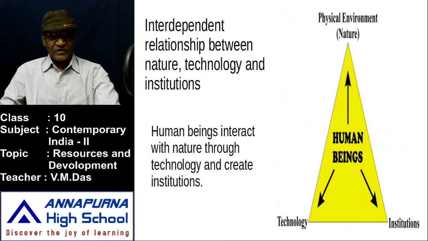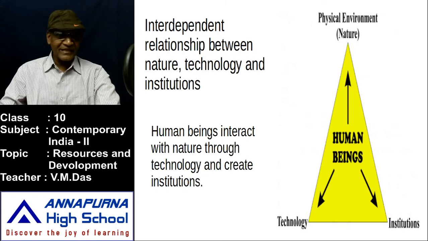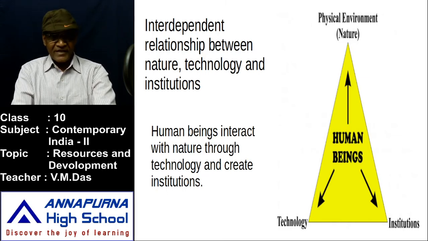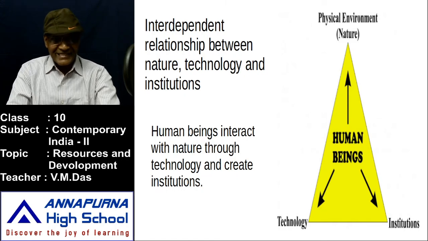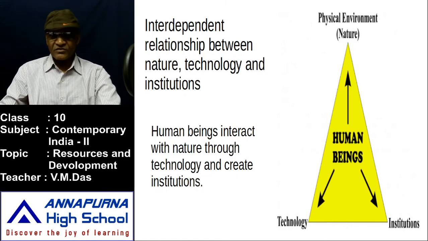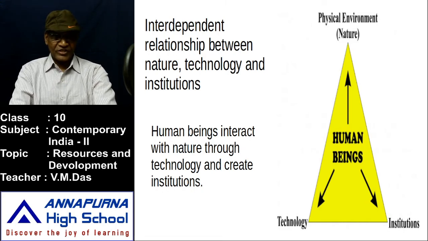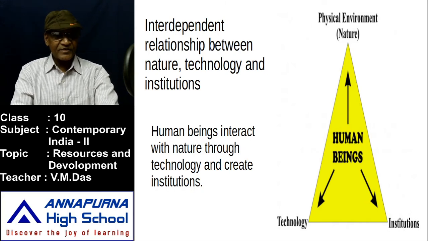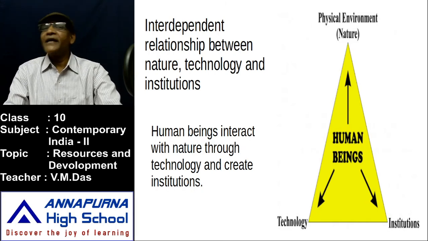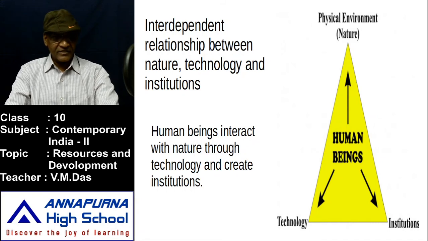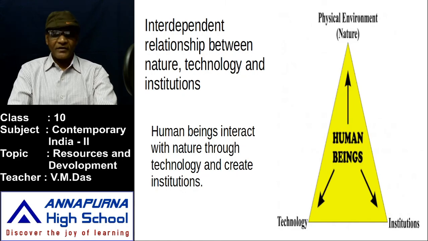So this interdependent relationship means that all these three, nature, technology and institutions, are interdependent on each other. These three are interdependent on each other, my dear children. Have you understood? This is the interdependent relationship between nature, technology and institutions, dear children.